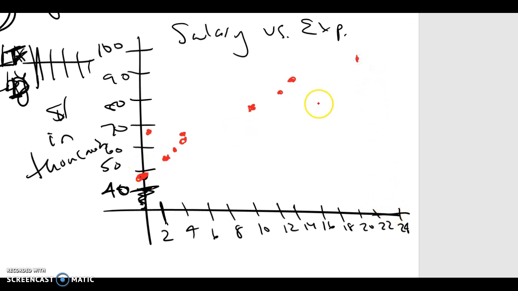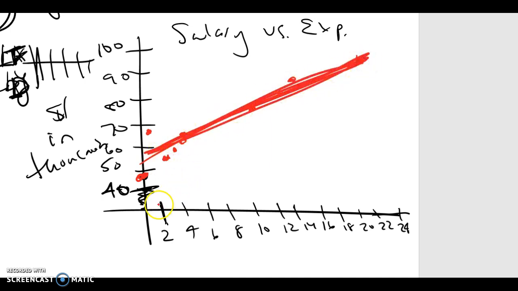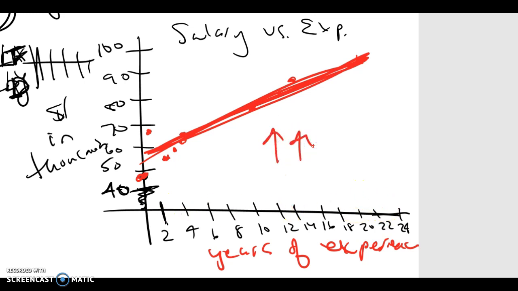All right, so again, what I'm looking for is a trend. It's not going to be perfect, but what do I need to label this? Years of experience. Yeah, so years of experience. I should probably spell it out. But it looks like as the years of experience goes up, so does the money. And so if they both go up, it's a positive correlation.